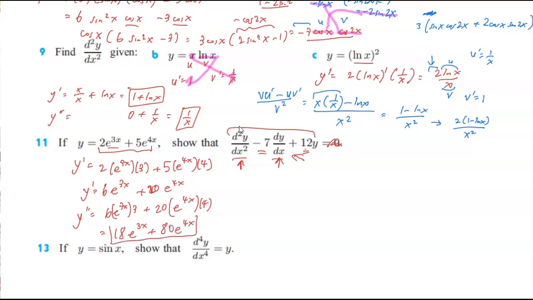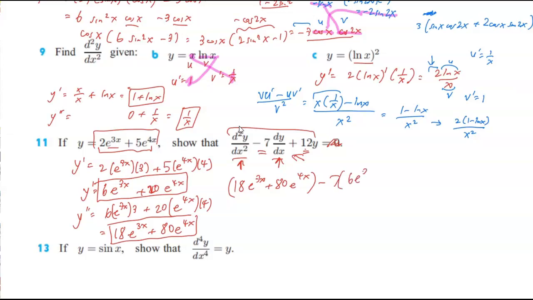Okay, so this is the second derivative. This is the first derivative. And of course, the original function is this. Now what we're going to do is take the second derivative, which is 18e to the 3x plus 80e to the 4x. And then we're going to subtract 7 first derivatives. The first derivative is 6e to the 3x plus 20e to the 4x. And then we're going to finally add 12 of the original function, 2e to the 3x plus 5e to the 4x. And then we're going to add all that up and see what we get.